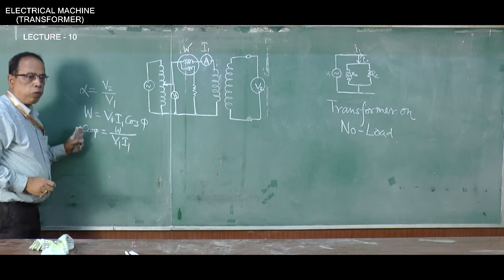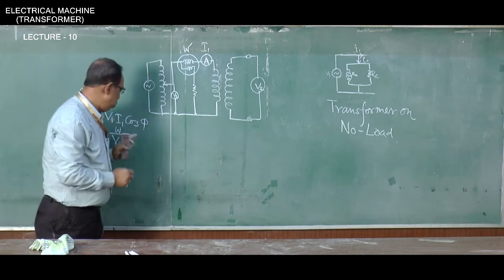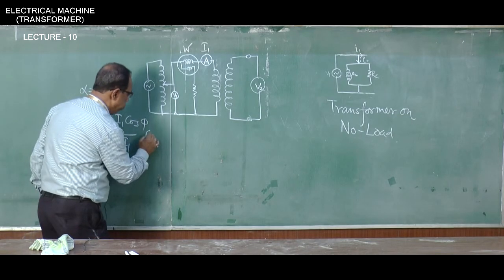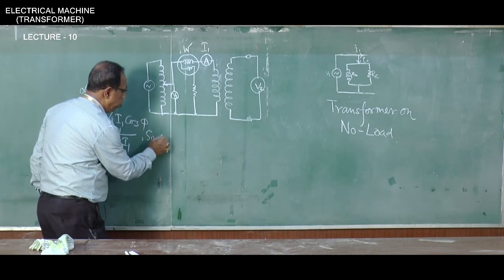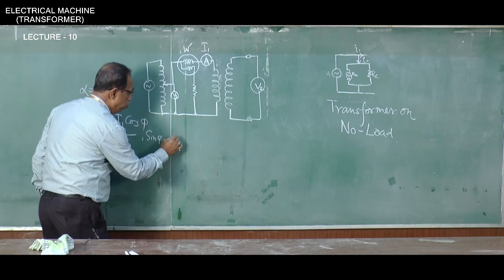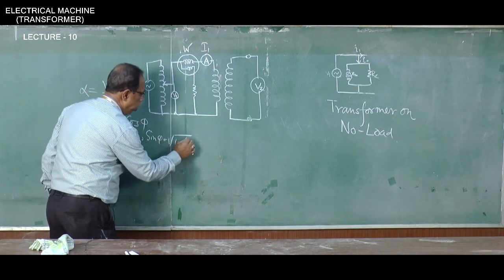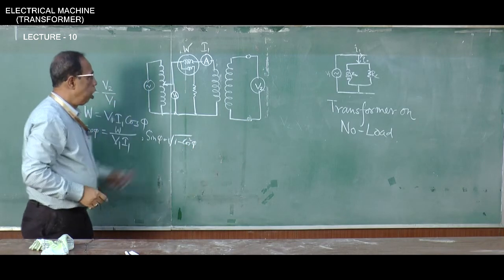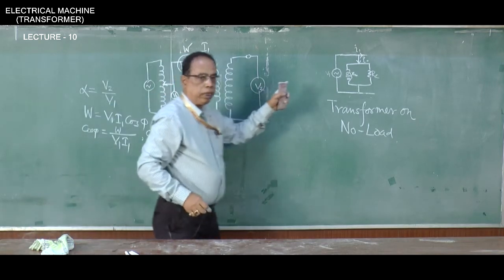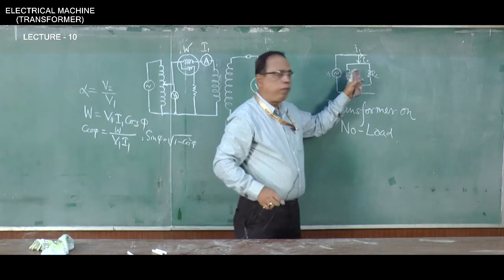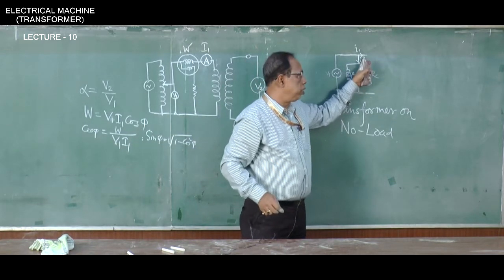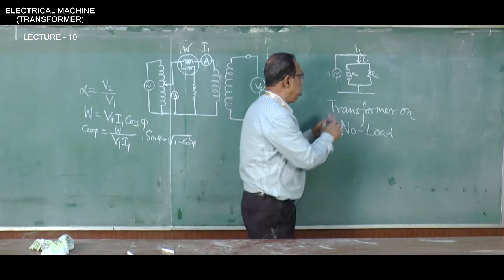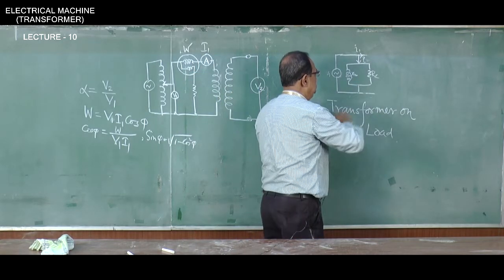From this value of cosine phi, I can find out the value of sin phi. Sin phi will be equal to root over of 1 minus cosine square phi. So, now in this parallel circuit, I1 is the current which I am measuring. So, I1 is the current now.